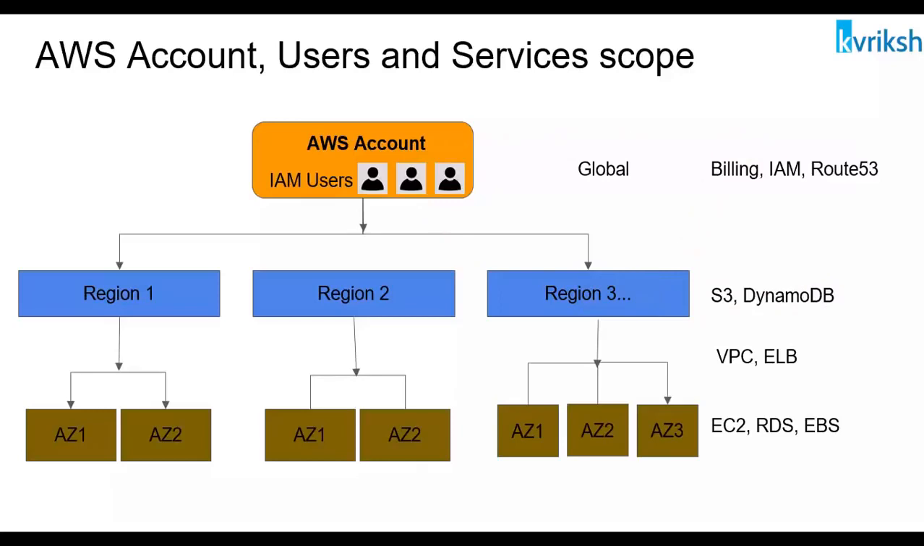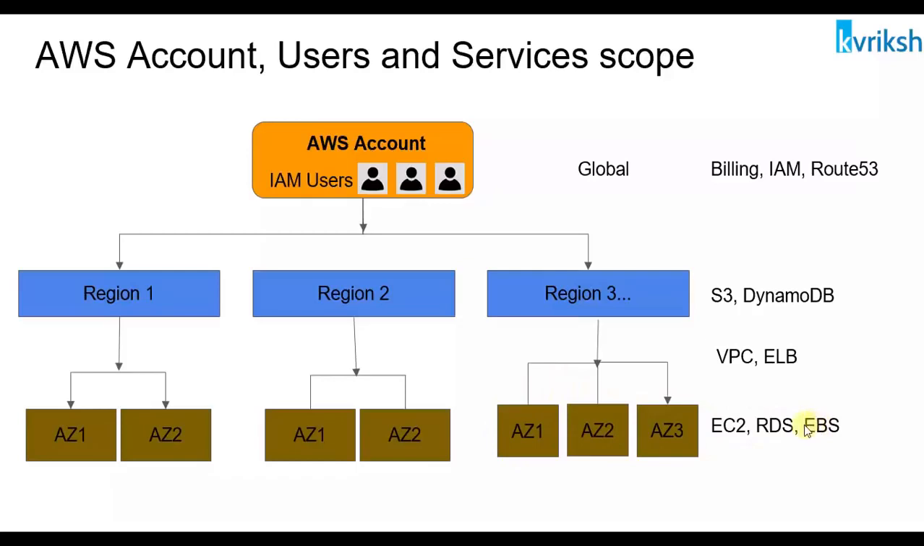And then there are further services like EC2, which is a VM, RDS databases, elastic block storage like a disk, all of this works at AZ level. The scope of these services is AZ level. That means one EC2 instance cannot be in two AZs at the same time. It would be either in AZ1 or AZ2 or AZ3, depending on where we are launching that machine. Same with the databases and the disk.